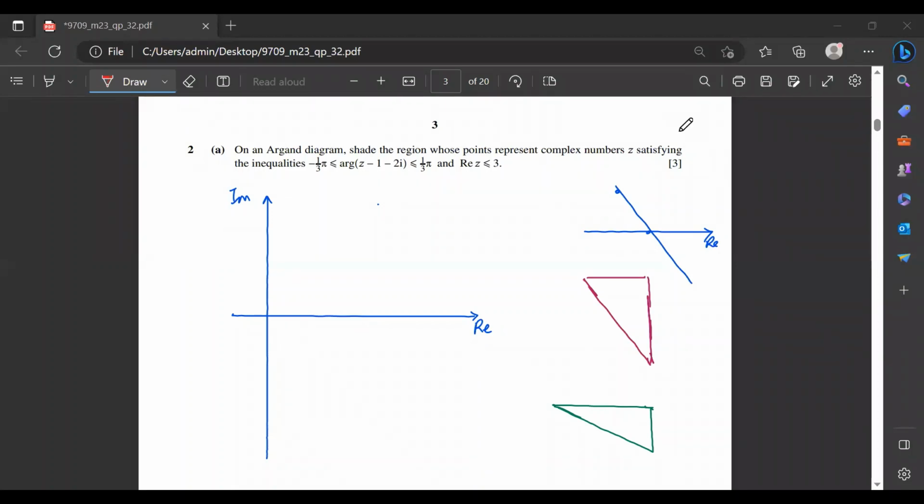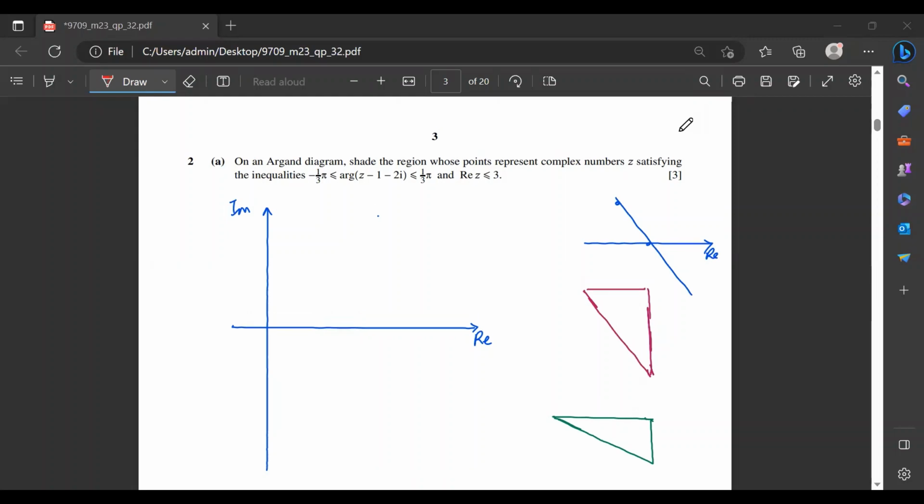Question number 2. On an Argand diagram, shade the region whose points represent complex numbers z, satisfying the inequalities minus pi over 3 less than or equal to argument of (z minus 1 minus 2i) less than or equal to pi over 3, and real part of z less than or equal to 3.